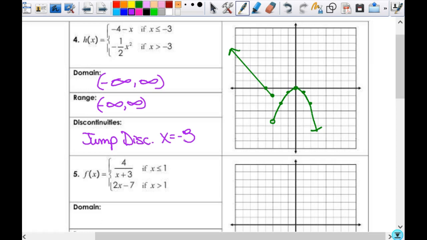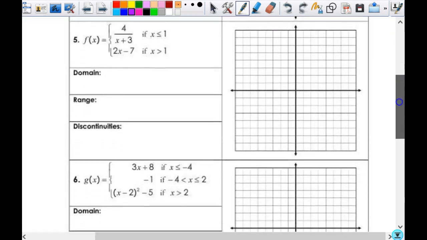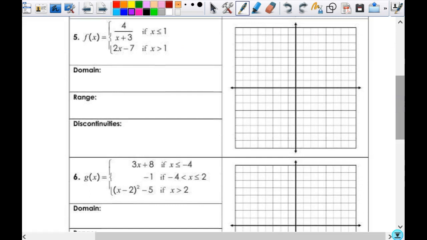Let's look at the next one. So I substitute in that 1. So I'll get 4 over 1 plus 3, which is 4 over 4. So that means 1, 1 is a point. Then I substitute 1 into 2x minus 7. That's going to give me what? Negative 5. 1, 2, 3, 4, 5. And that's an open circle because it's not included. Everybody with me? Yes. Okay.